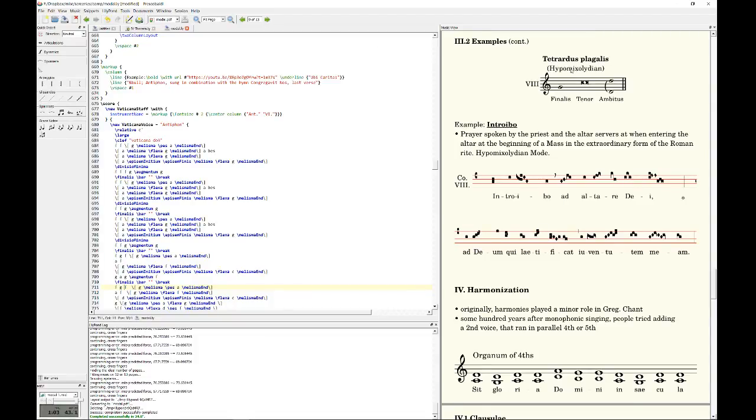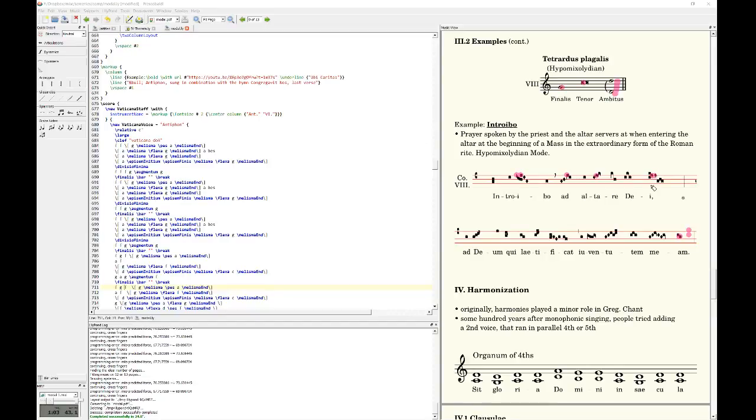For Hypo-Mixolydian mode, we should have G as finalis. We should have an ambitus between D and D, and we should have a C as tenor. So let's check the final note. C, A, G. Check. Let's check the tenor, which should be on the C line. Well, we do have a whole lot of C's.